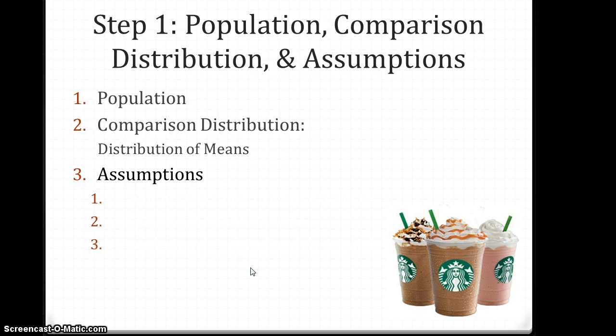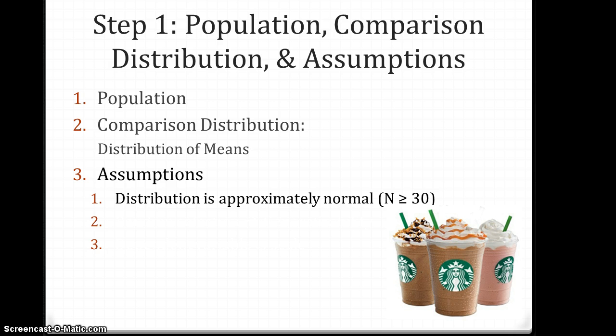So the third part of this first step is talking about assumptions. And because we're doing parametric tests and inferential statistics, we make a set of assumptions about the distribution of our scores that allow us to make generalizations, or allow us to make inferences, from our sample to that population. So the first assumption that we have is that the distribution of scores, or actually in this case, our distribution of means, is approximately normal.